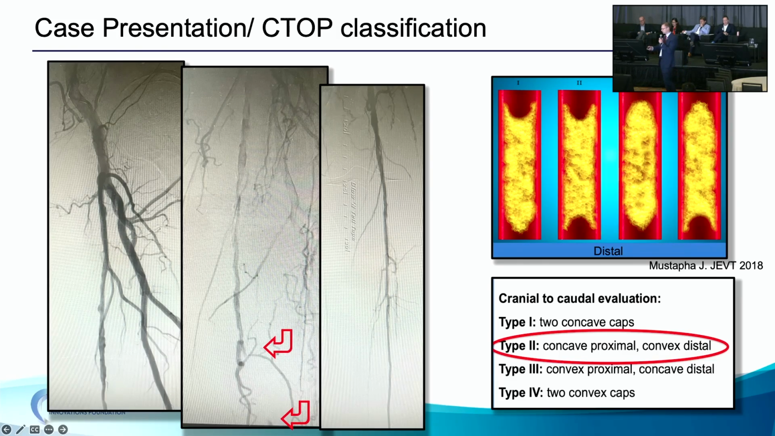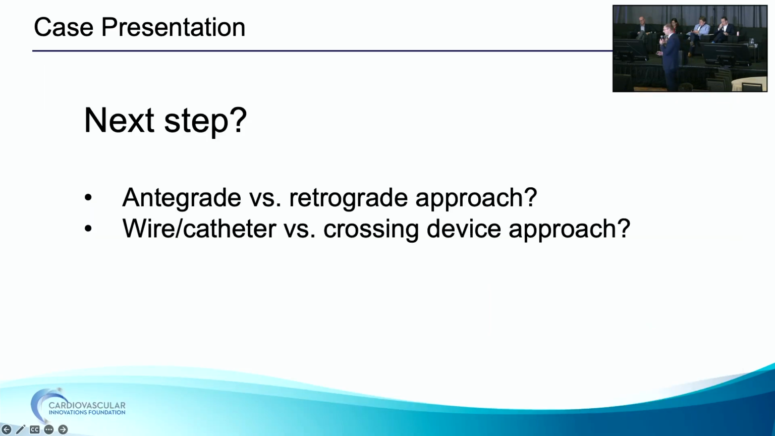There's now a short, relatively short distal SFA occlusion with a concave proximal and convex distal points of occlusion. The popliteal, as you can see, is sort of mildly to moderately diseased. There's also progression of disease below the knee. If you look at Dr. Mustafa's classification, or CTOP classification, this meets the type 2, the concave proximal convex distal, which happens to be the most common configuration for an SFA occlusion.